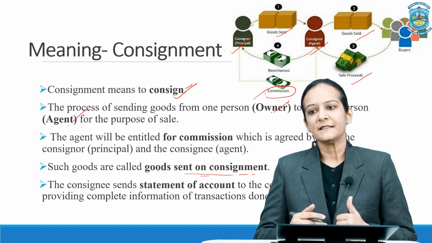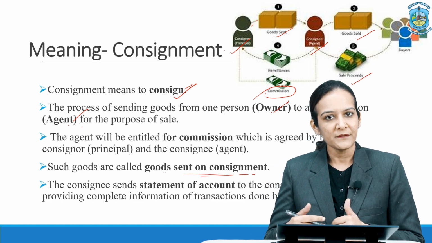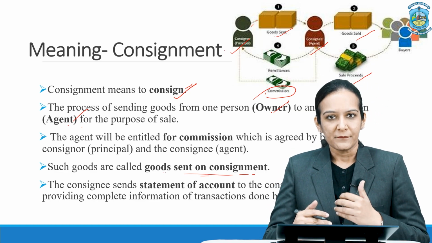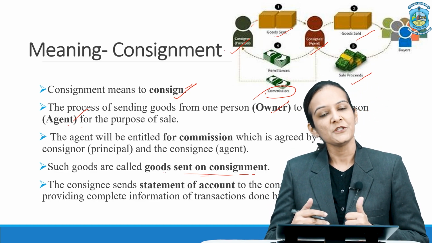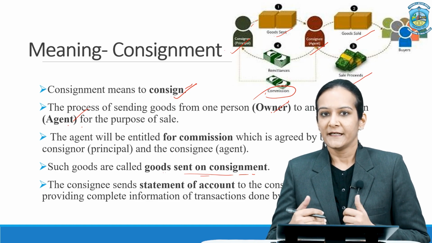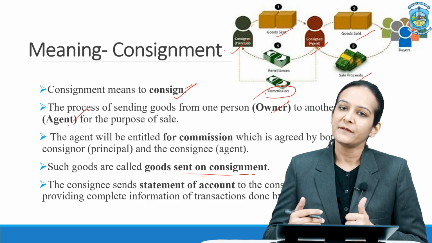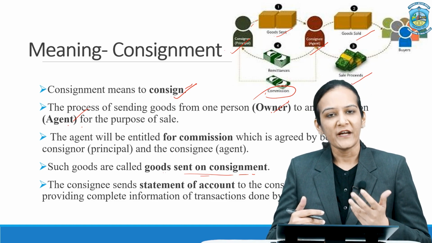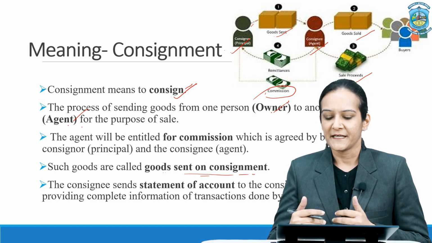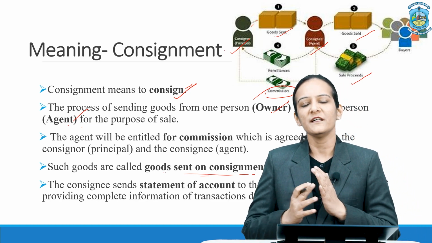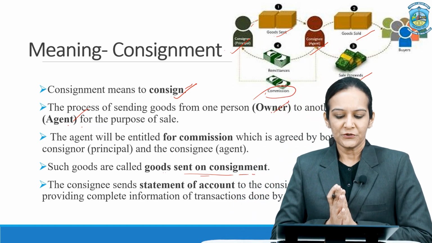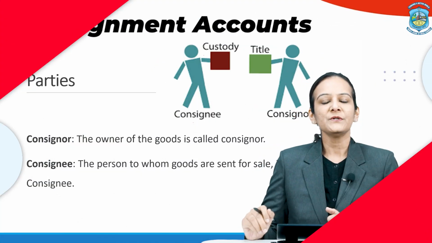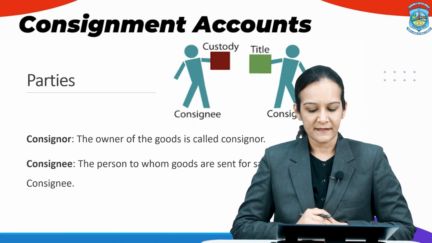It contains the number of units of the goods sold, the price at which the goods are sold, the commission charged by the consignee, the expenses incurred by the consignee for handling the goods, and also the amount of advance paid by the consignee to the consignor. So the complete details about the goods you will find in the statement known as statement of accounts.